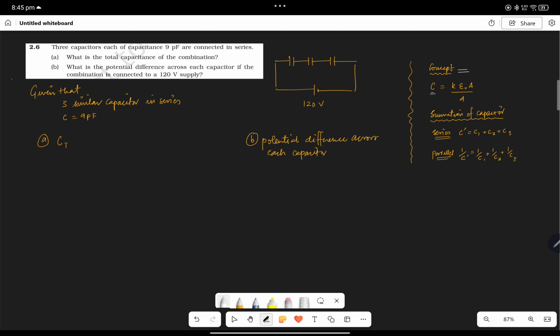Okay. So first of all, let's see the concept. The concept is just that capacitance is equal to K epsilon naught by D, and for the combination of capacitors, the method in series is that you have to just directly add up all, and in parallel you have to take that in the denominator, and then you have to take the reverse of it in the numerator, right? So this is the method that we are going to apply because it is in series.